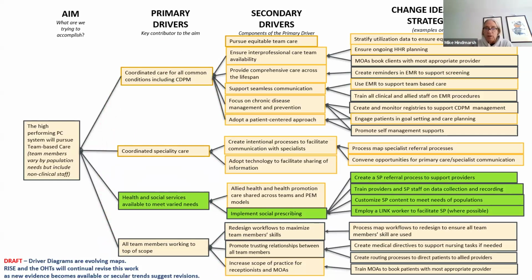Today, we're just going to take a quick look at one aspect of this, the health and social services primary driver. And there's a secondary driver associated with that around implementing social prescribing. Some of the change ideas for social prescribing are to create a social prescribing referral process, to train providers and staff in social prescribing, to customize it to meet the needs of patients, to employ a link worker. These are all just ideas that you can test to make sure that you're delivering social prescribing to patients that need it, which meets that primary driver of health and social services being available when patients need them.